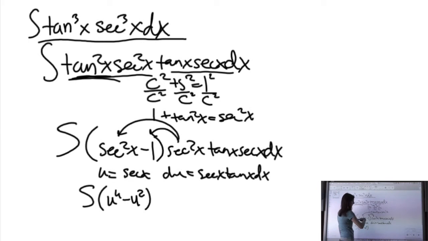And then we have tangent x secant x dx, which is just going to be du, right? And now that's just a regular polynomial integral that I'm sure you guys can do. And you just plug back in the u and the du.